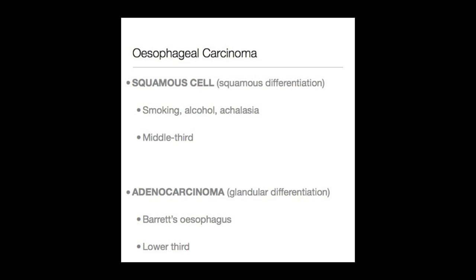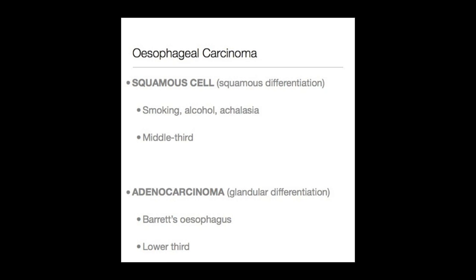So now I'm going to talk a little bit about esophageal carcinoma. So esophageal carcinomas are malignant epithelial tumours arising from the epithelial lining of the esophagus. They are divided into two types, squamous cell carcinomas and adenocarcinomas. Squamous cell carcinomas are related to heavy smoking and alcohol intake, while adenocarcinomas are related to Barrett's esophagus.